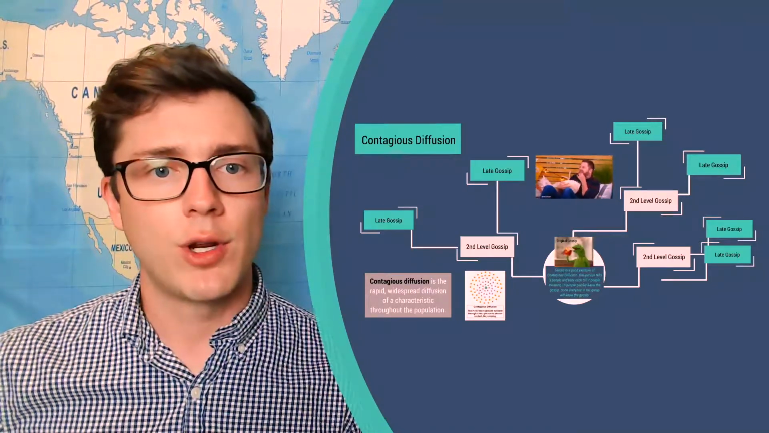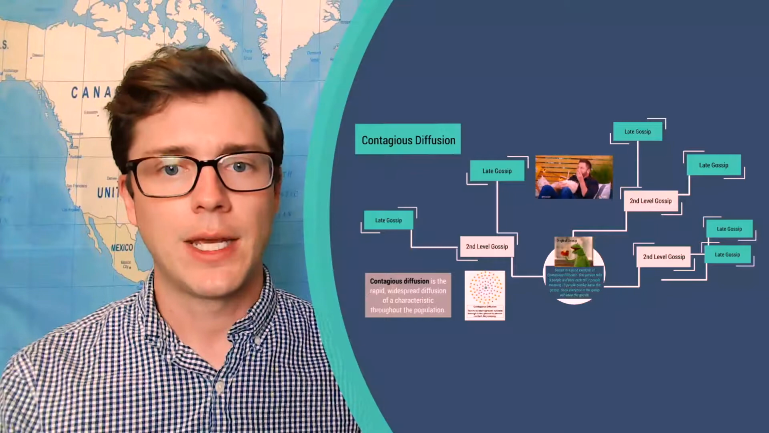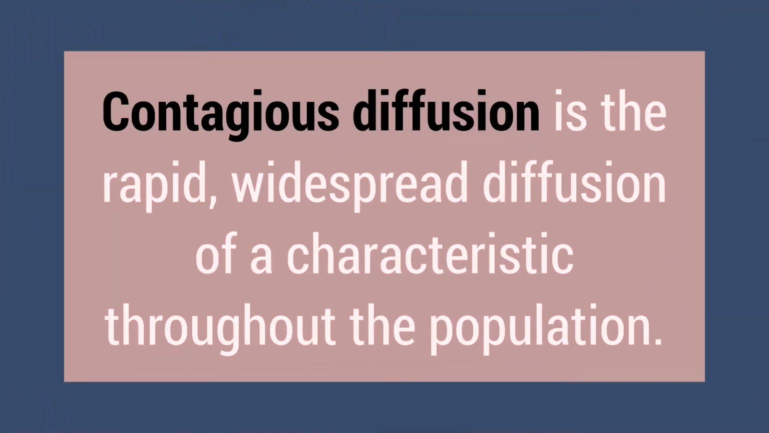The first one is known as contagious diffusion. Contagious diffusion is the rapid, widespread diffusion of a characteristic throughout the population. So this is like person-to-person contact. Think of a contagion when they talk about a disease. And a disease is not a cultural trait, so that's not an example. But when you think about a disease, it spreads from one person coming in contact with 2 or 3 people. They spread it to those 2 or 3 people. Those 2 or 3 people spread it to someone else, and then it continues on and on and on. It's through person-to-person contact, contagious diffusion.